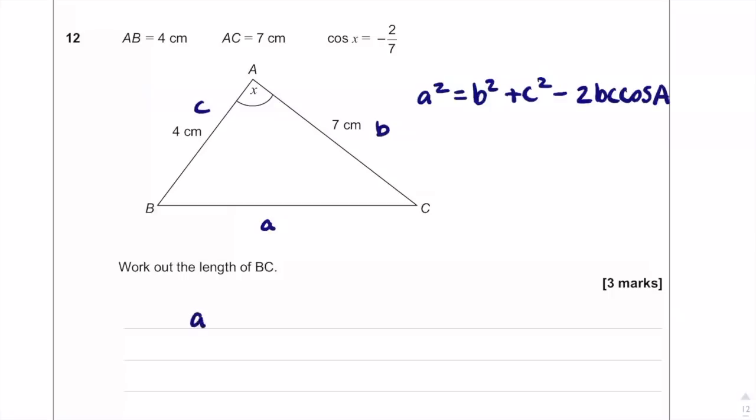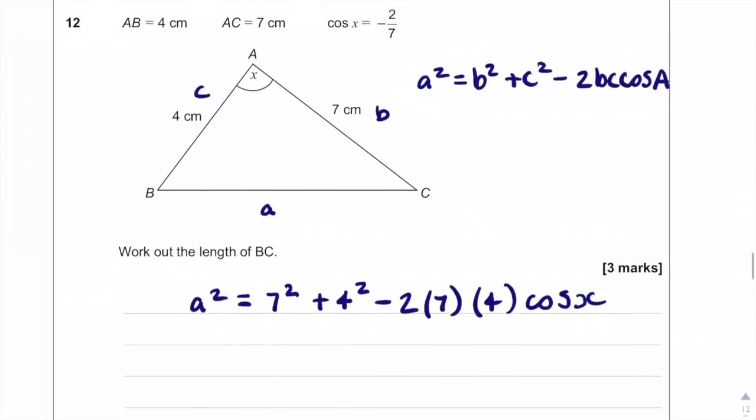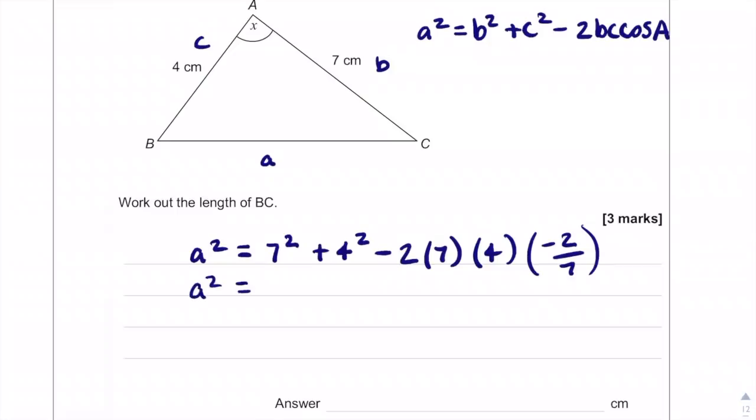And we can say that a squared is equal to 7 squared plus 4 squared minus 2 times 7 times 4 times cos, rather than a, it's x. So I'll call it cos x. We have an answer for cos x. Cos x is equal to minus 2 over 7. So we can replace this with minus 2 over 7. Okay, so now, if we simplify this, we're going to get 7 squared, which is 49, plus 4 squared, which is 16, minus 2 times 7 times 4 times minus 2 over 7.